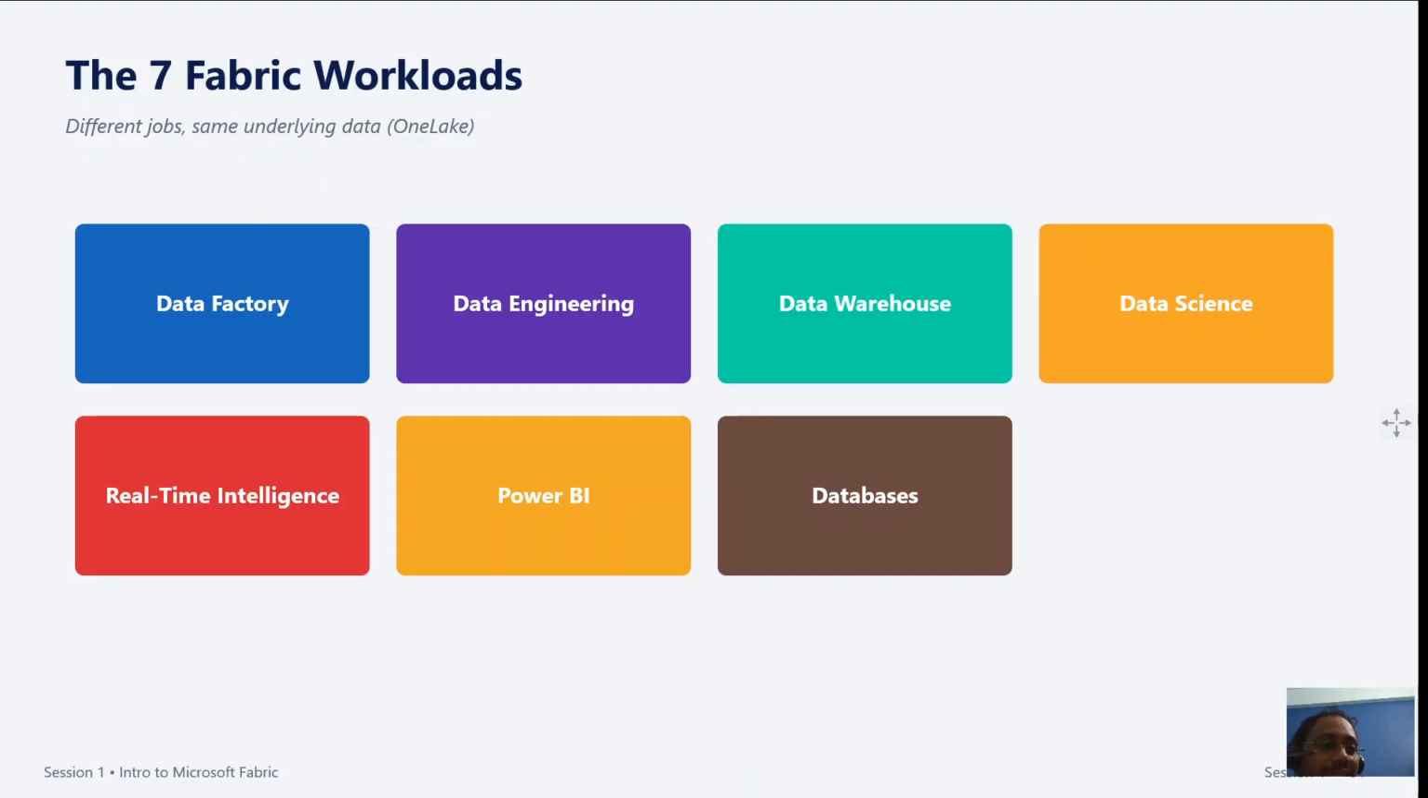the Microsoft Fabric. These are the 7 different workloads or items: data factory, data engineering, data warehouse, and data science, real-time intelligence, Power BI, databases, ontologies topic is also added, IQs, and so on. So these are the 7 different workloads if you want to get started in any kind of work from data extraction to visualization. Let's get started with one by one.